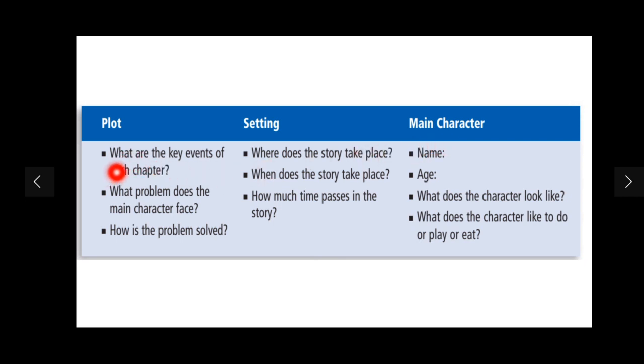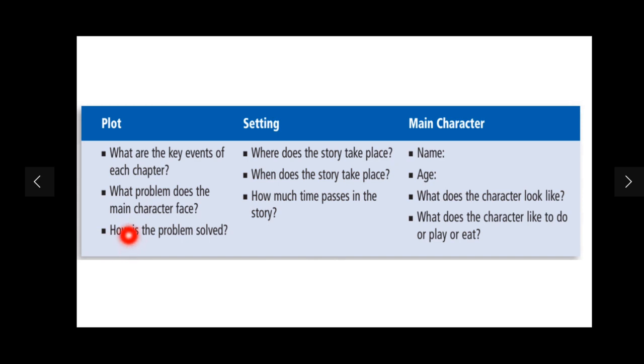Plot. What are the key events of each chapter? Right? So you have to pick the key events in each chapter. This is plot, or a summary of the novel. Second, what problem does the main character face? Here you will write in plot the problems faced by the major characters in the novel. And third, how is the problem solved? How will you know the problem is solved when you read a novel?